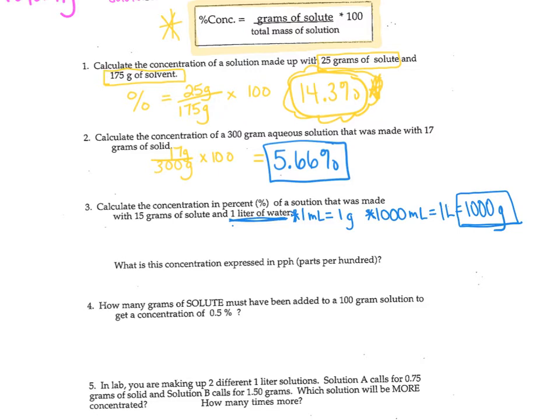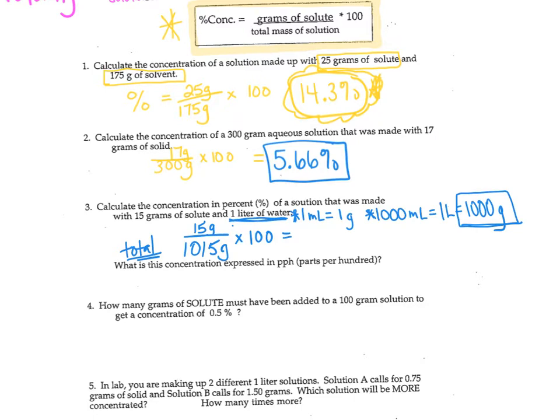Now, for the bottom number on number 3, we have to remember that that bottom number is the total mass of the solution. So if we've got 15 grams of solute going in and we've got 1 liter of water, well, then the total mass of the solution is actually going to be 1,015 grams. So you've got to be very careful on a problem like that.